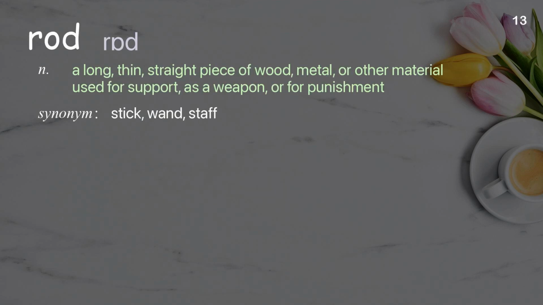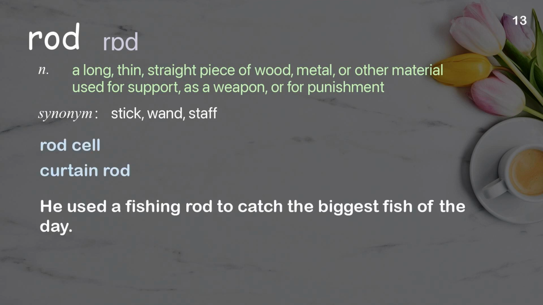Rod. A long, thin, straight piece of wood, metal, or other material used for support, as a weapon, or for punishment. Examples: rod cell, curtain rod. He used a fishing rod to catch the biggest fish of the day.